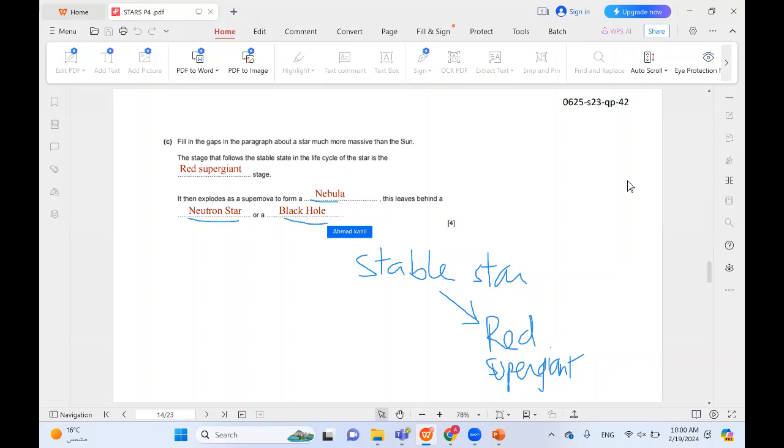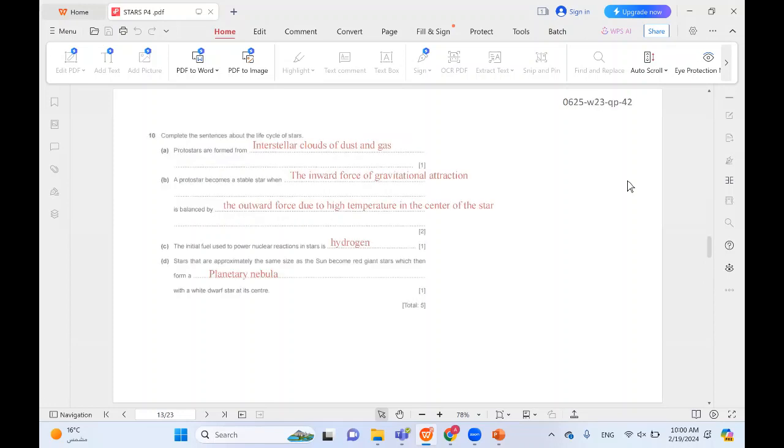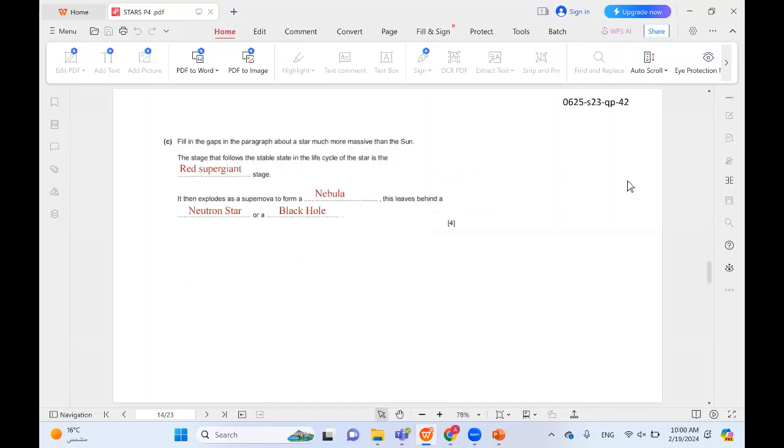If you remember in the previous question, for the medium-sized stars, we said that we also have a planetary nebula here, and it has a white dwarf. However, for the big-sized stars, we also have a nebula, but in the middle, instead of the white dwarf, we have a neutron star or a black hole. So this is the difference between a medium-sized star and a large-sized star.